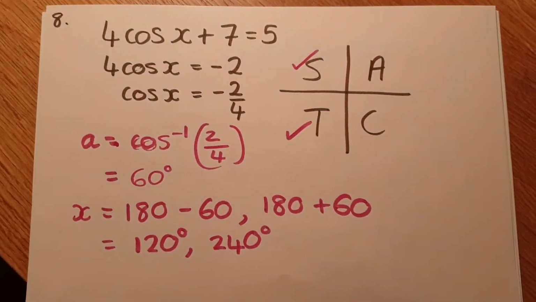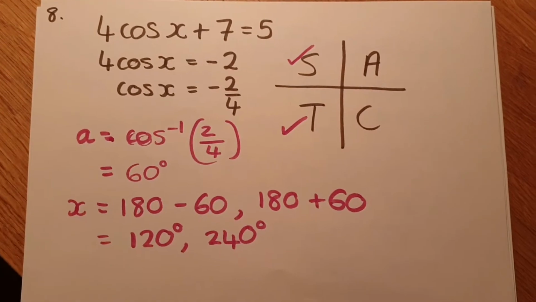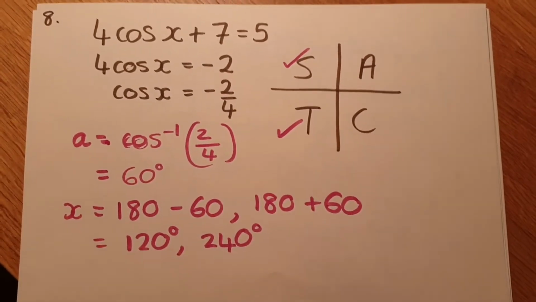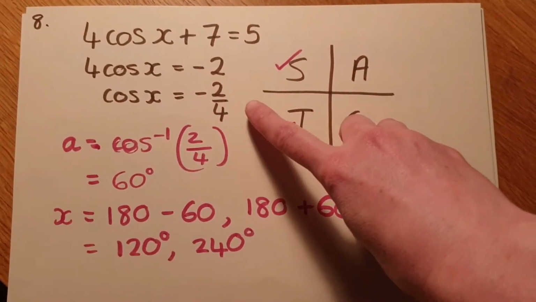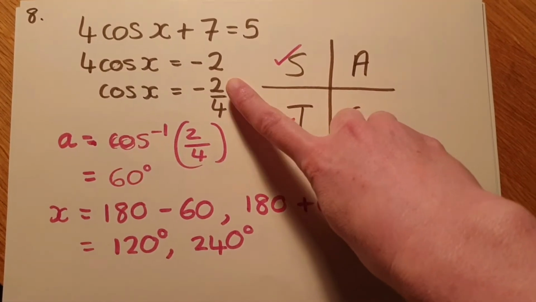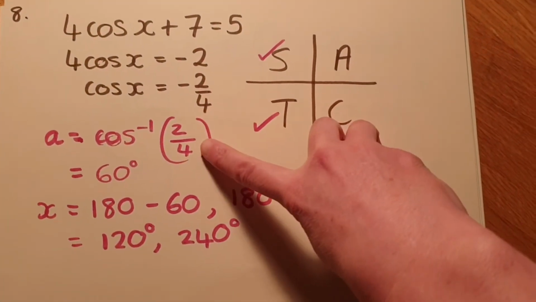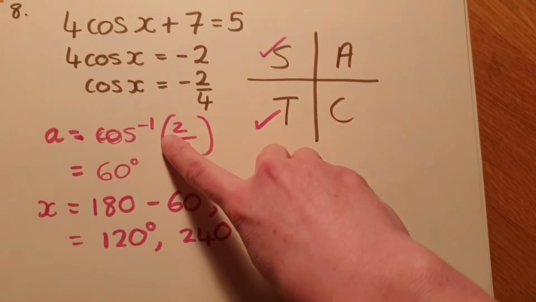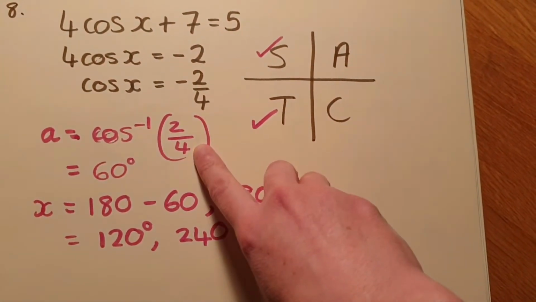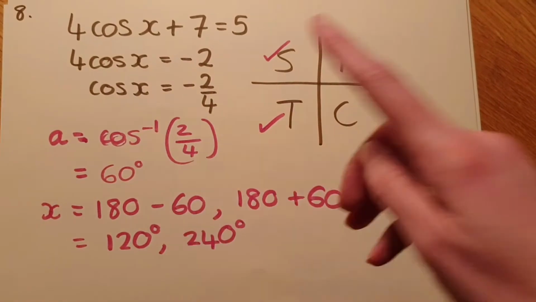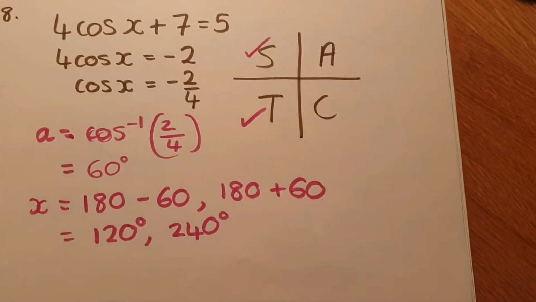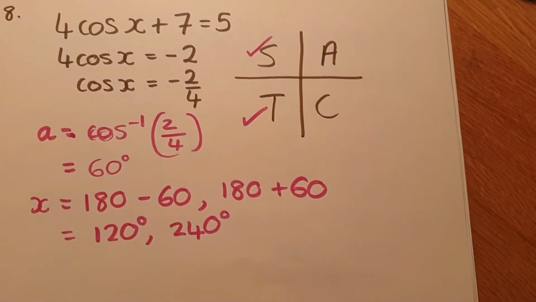Here's question 8. Some of you were getting 7, 8 and 9 wrong because there were negatives. So I've just actually left this one as negative 2 over 4. You don't need to simplify it down to negative a half because you're using a calculator. But when you come to take the acute angle, don't put a negative in here. Keep that positive, because that should be an acute angle. You know that acute means between 0 and 90 degrees. So if you don't get an acute angle, you've done something wrong.